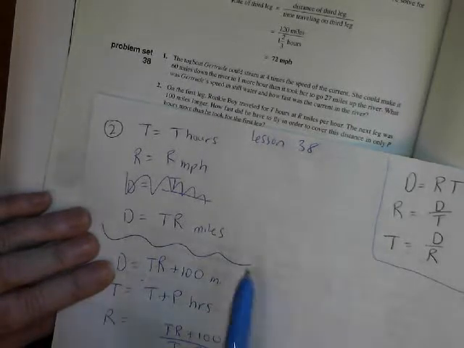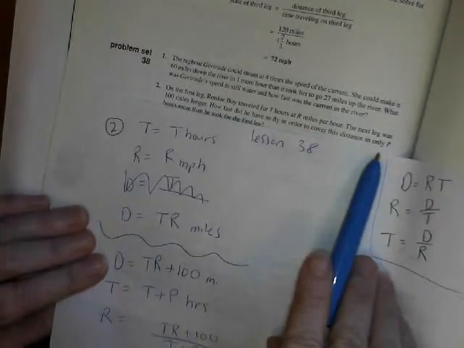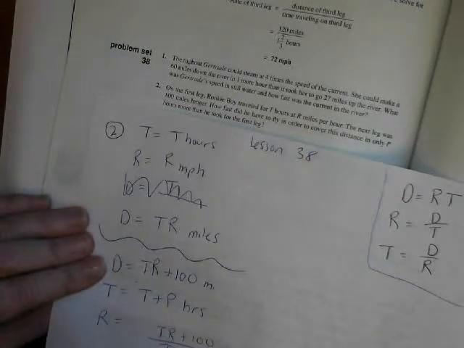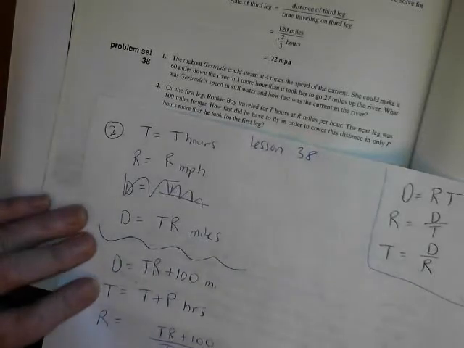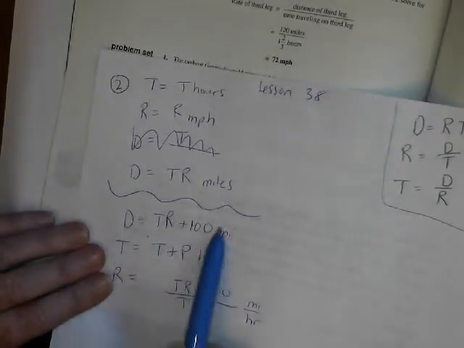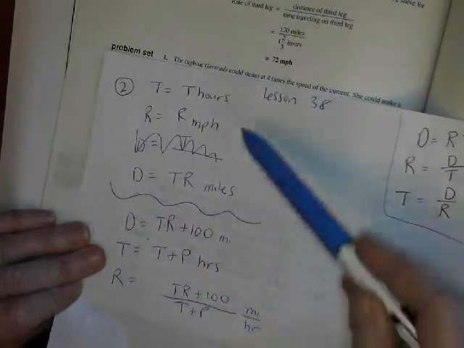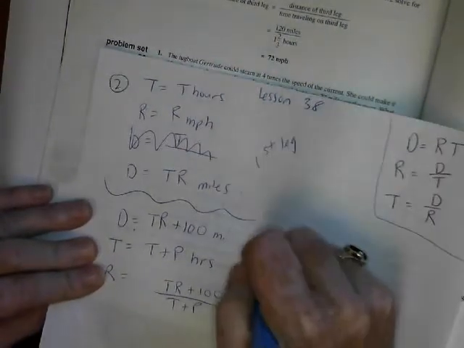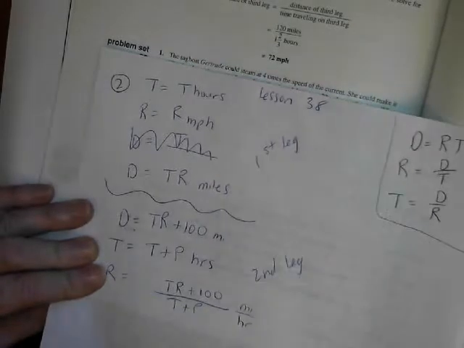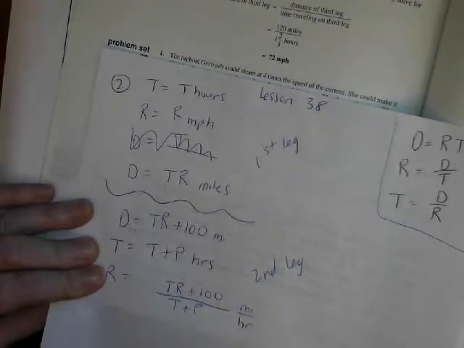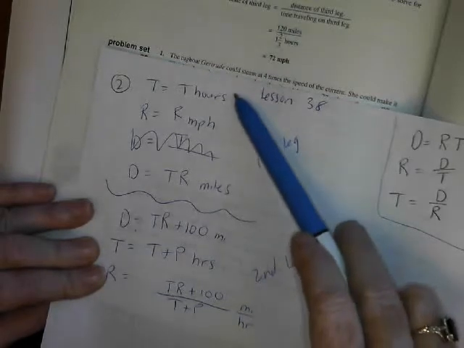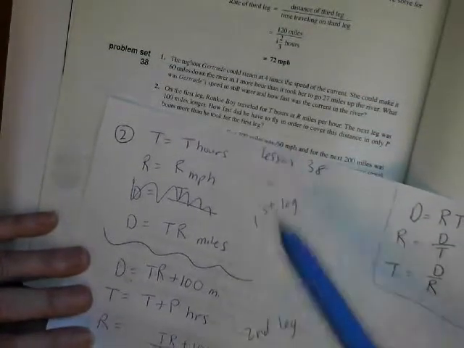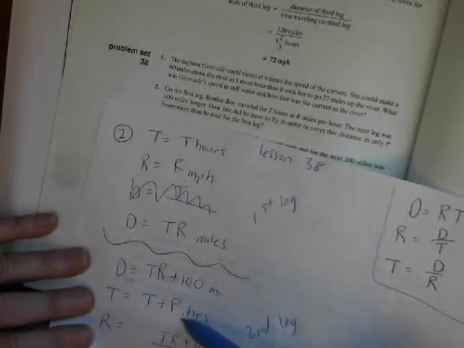And then time, it says in only P hours more than he took for the first leg. So I'm going to find out what he took for the first leg. See this up here, this is the first leg, and this is the second leg. So he took T hours for the first leg, and he's going to go P hours longer. So it's T plus P.